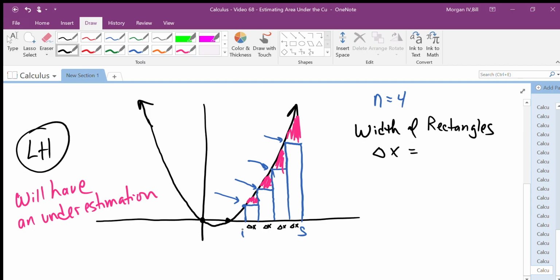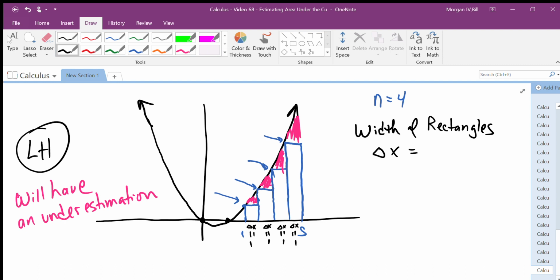Okay, if we're spanning the region from 1 to 5, that's a distance of 4, and I have 4 rectangles, we see that each delta x is equal to 1. Right, the width of each rectangle is equal to 1. And sometimes you can just look at it and be like, yeah, it's from 1 to 5, that's 4, I have 4 rectangles, it's just 1. But maybe it's more difficult.